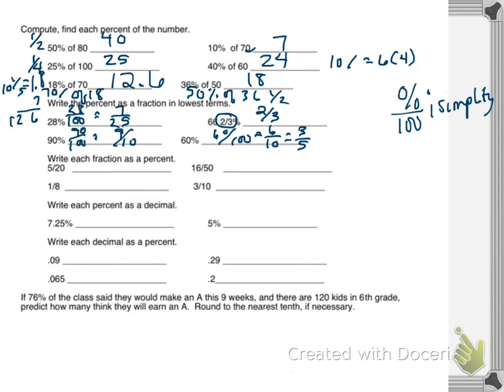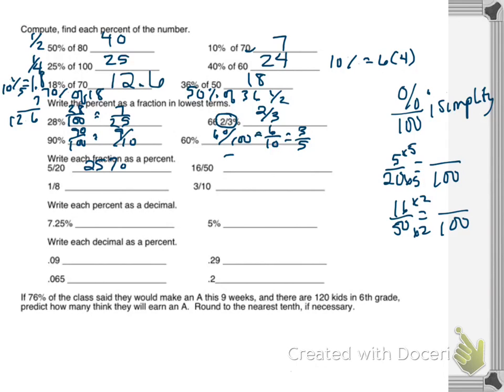Write the fraction as a percent. So 5 out of 20, if I want to get to 100, I'm going to say times 5. 5 times 5 is 25%. 16/50. So to get to 100 is times 2. So 32%.